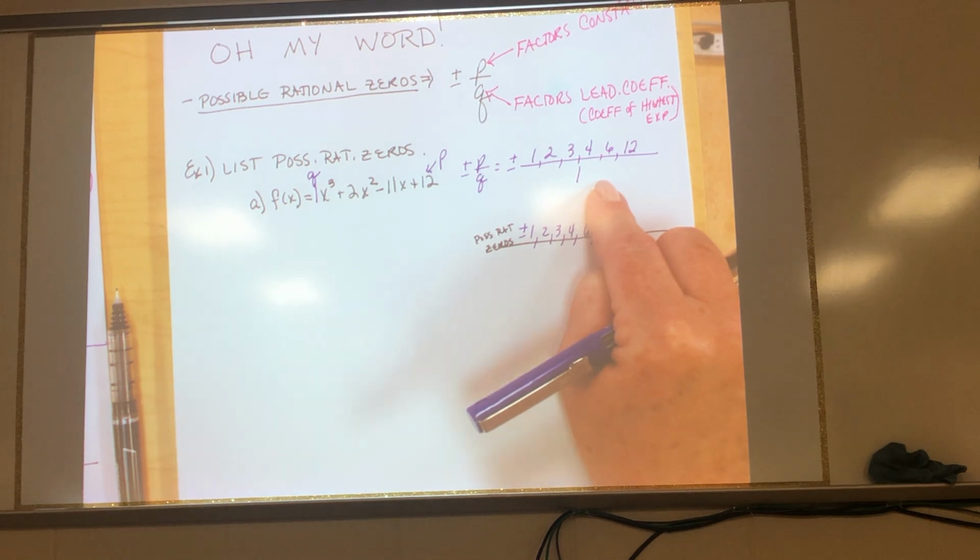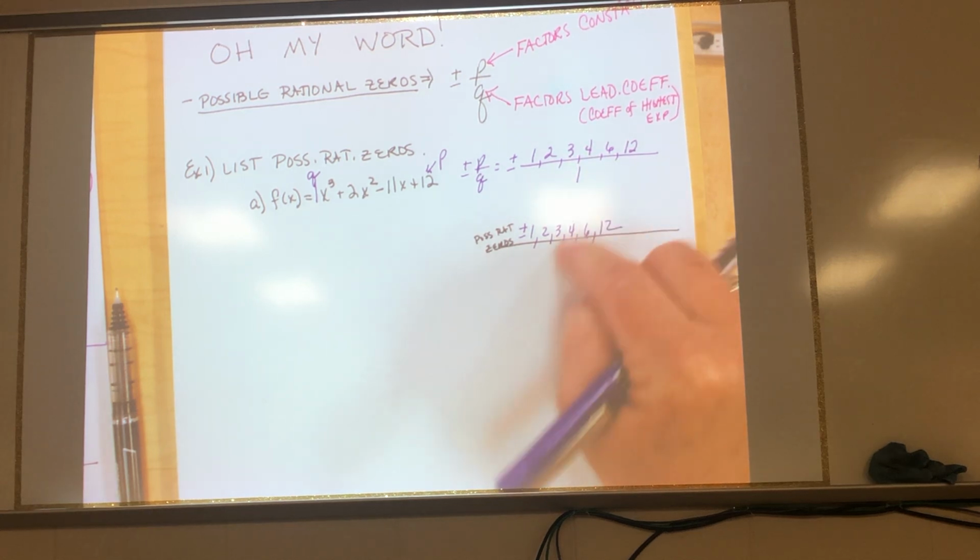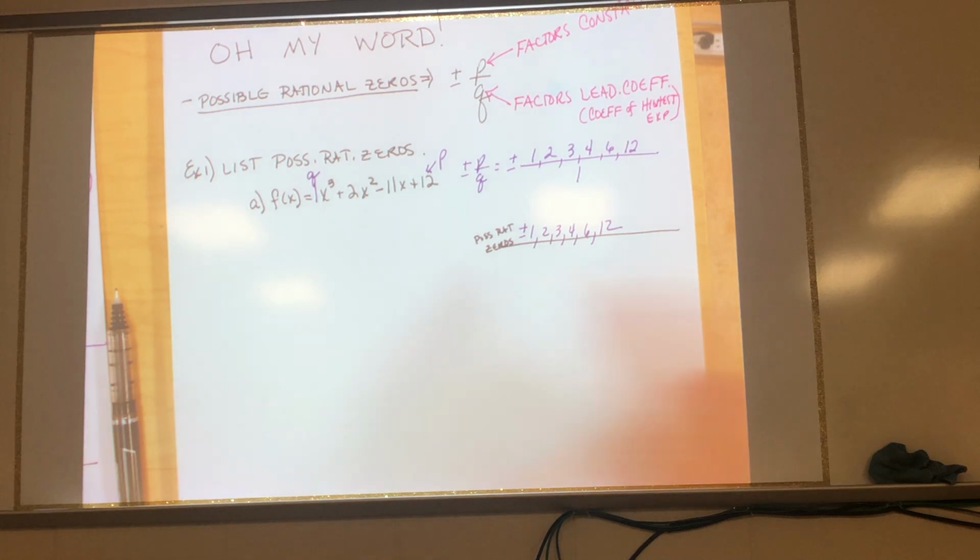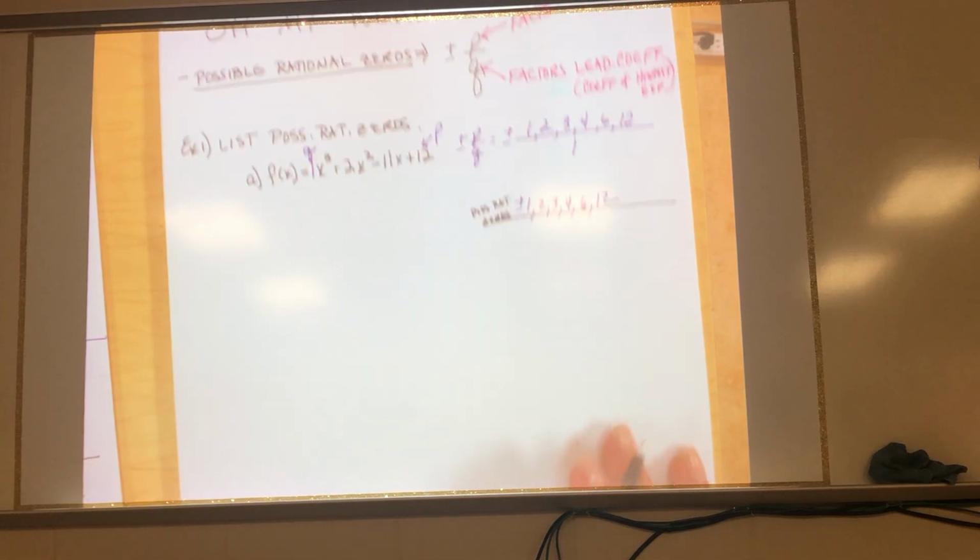I'm just pretending, do you understand? Okay? And 2 over 2, what is 2 over 2? 1, you already got that. 3 over 2, you don't have it, so you would have written it down. 4 over 2, what's 4 over 2? 2, so you already got it, you see what I'm saying? So these are my possible rational roots, or zeros. Everybody got it? All right, so here's yours to do.